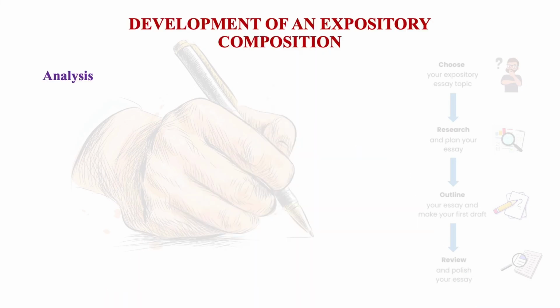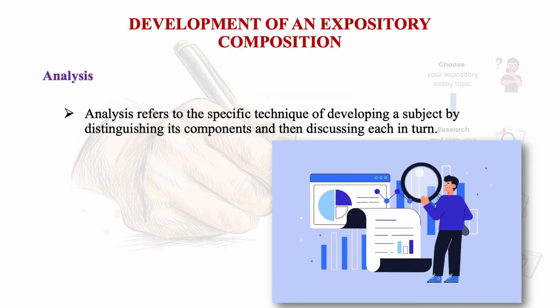Now let me talk about the next technique, which is known as analysis. Analysis is a very important technique which is used for the development of expository composition, and this happens to be almost the last technique which is used for developing the expository composition. When we talk about analysis, analysis refers to the specific technique of developing a subject by distinguishing its components and then discussing each in turn.